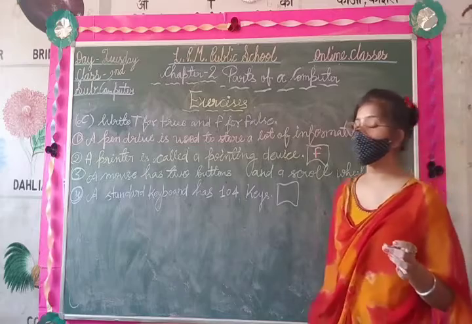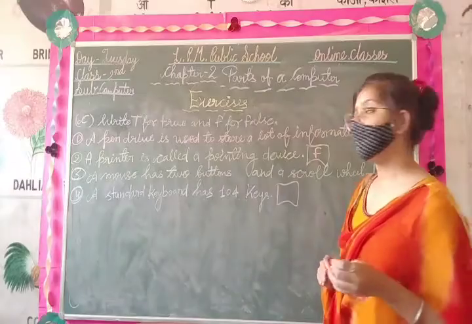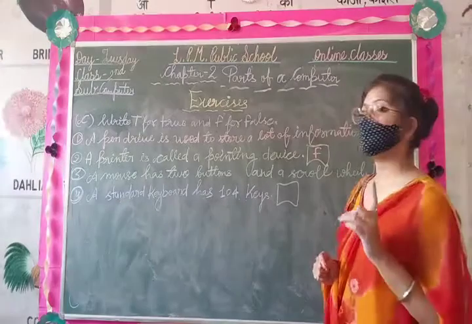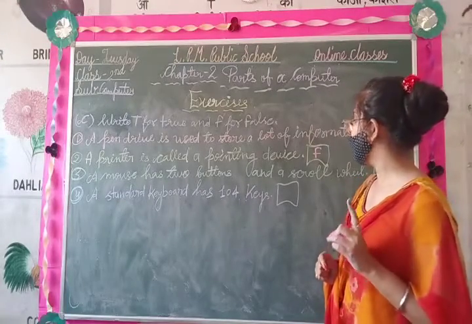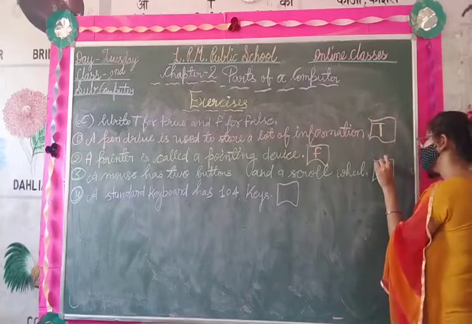Now question number third: a mouse has two buttons and a scroll wheel. As we know very well, a mouse has two buttons and a scroll wheel. It is true.